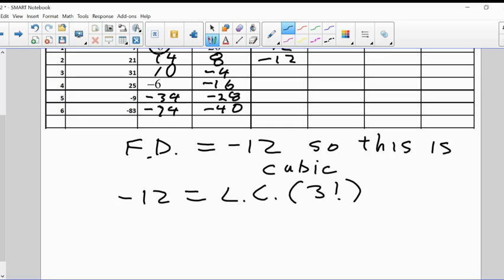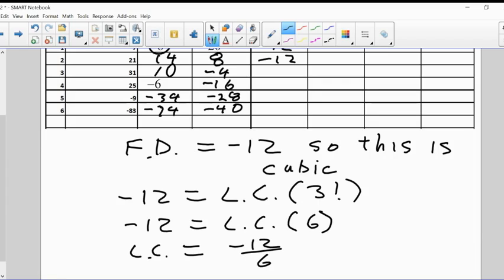We don't know the actual function yet. Later we are going to work the function out. But right now we know that the relationship between the lead coefficient and the finite difference is through this factorial thing. So let's solve this. Minus 12 is equal to the LC times 3 factorial. You can use your calculators, or you can multiply it out yourself. What is 3 factorial? Anybody? I'm not asking anybody in particular. Perfect, thank you, 6. So guess what? My LC is equal to minus 12 divided by 6, or minus 2.